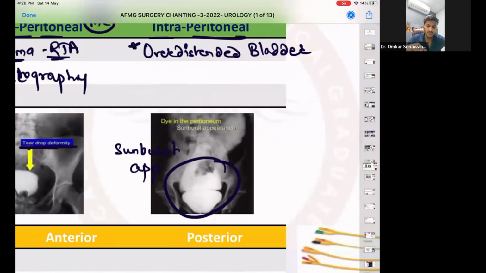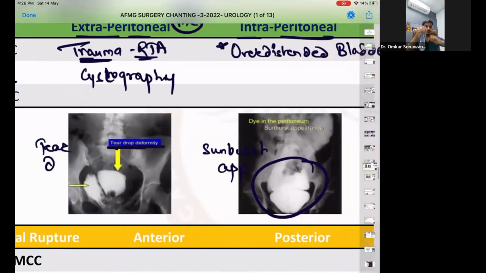What is the treatment of choice, guys? So, what will you do in emergency? Very good. In emergency, first of all, you will insert a Foley's catheter in the patient.